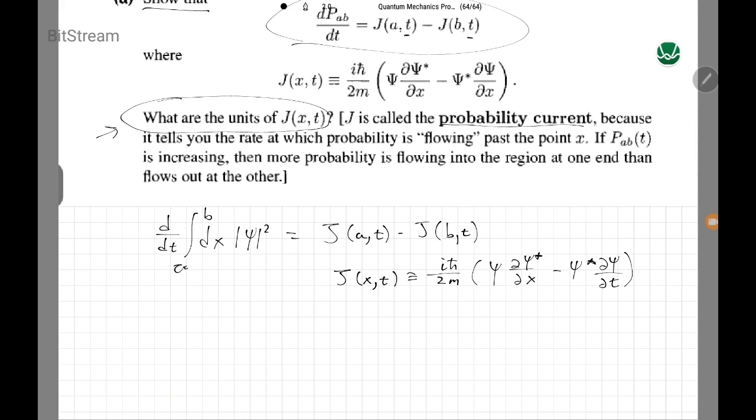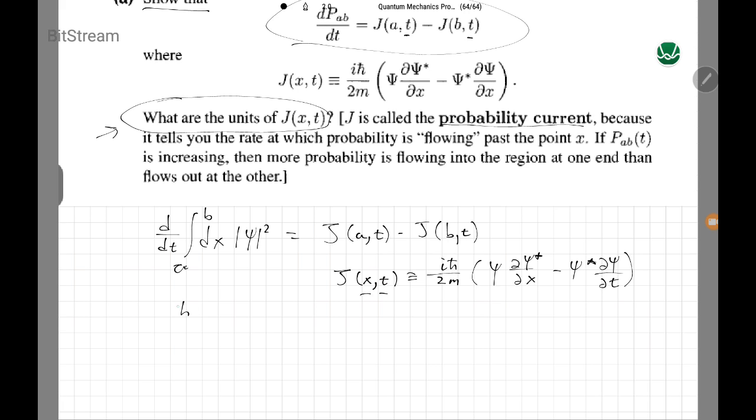because current defines something that is per time. Like electrical current is coulombs per time. Water current is volume of water or density of water per time. So it's going to be something per time. Now we have an x, we have a t, so that means we are going to have units of meters for distance and seconds for time.